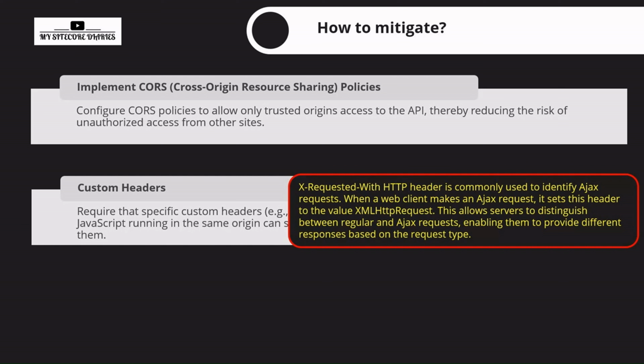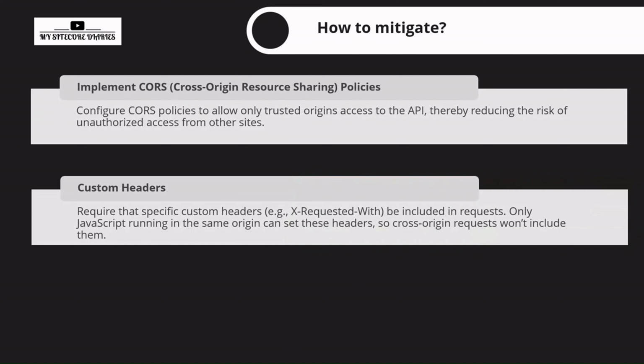It is an HTTP header commonly used to identify Ajax requests. So when a web client makes an Ajax request, it sets this header to the value XMLHttpRequest. This allows servers to distinguish between regular and Ajax requests, enabling them to provide a different response based on the request type. Okay, so custom headers you can also use.